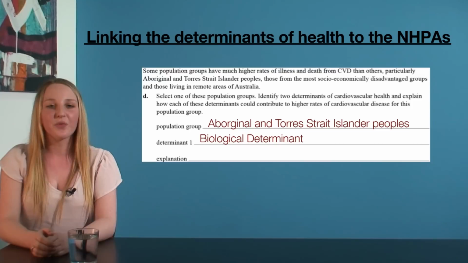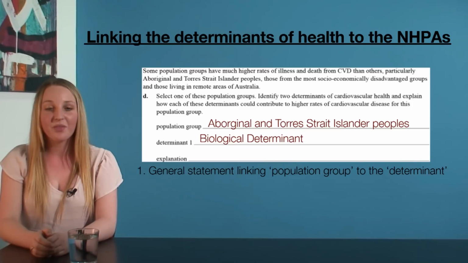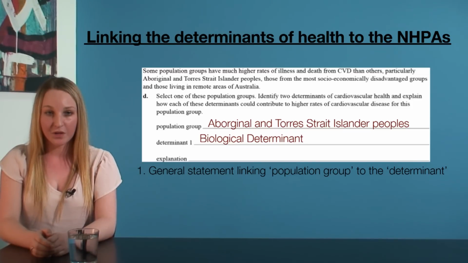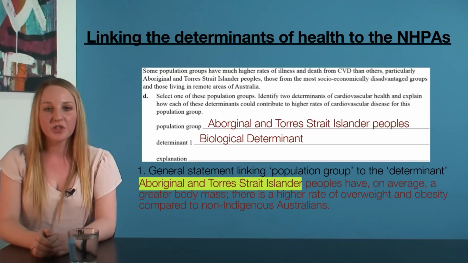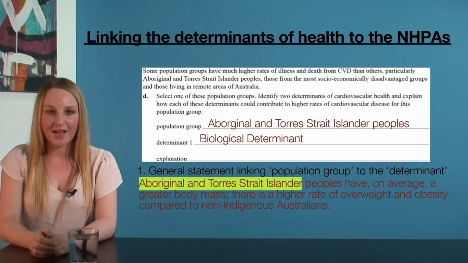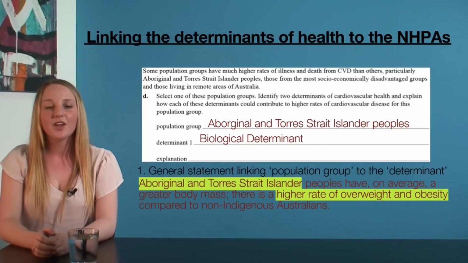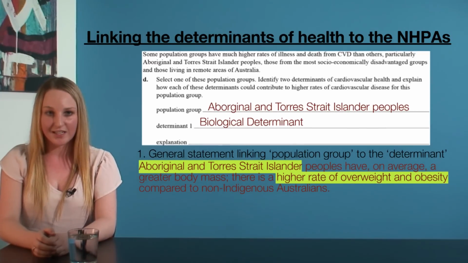Now, here are the 3 steps that you could follow to produce a great response. Step 1. Begin with a general statement that includes both the relevant population groups and the link to the determinant at hand. For example, we could say, Aboriginal and Torres Strait Islander peoples have, on average, a greater body mass. There is a higher rate of overweight and obesity compared to non-Indigenous Australians.